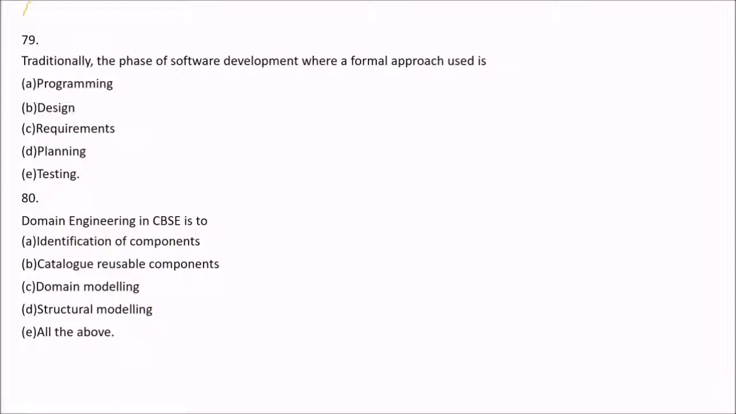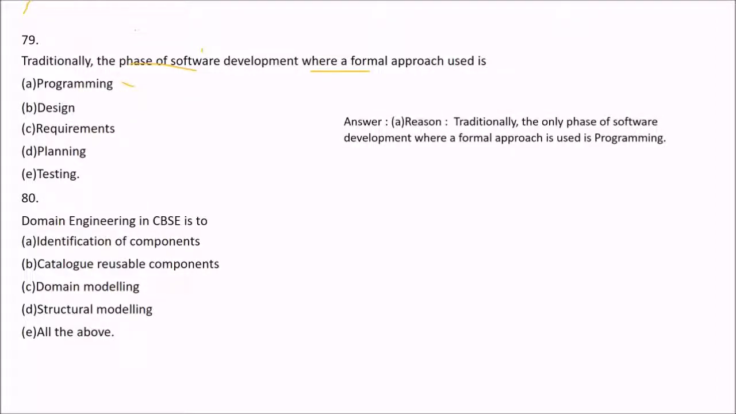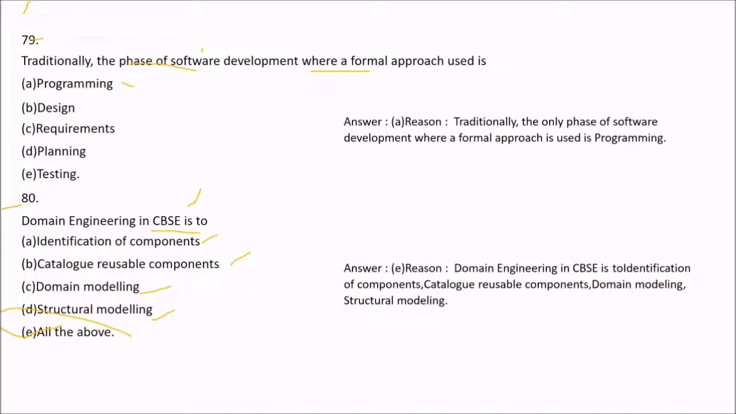79. Traditionally, the only phase of software development where formal approach is used is programming, not in design, requirement planning, testing. 80. What is the domain engineering in CBSE, component-based software engineering? Is it identification of components? Yes. Catalog reusable components? Yes. Domain scheduling is also there. Structural scheduling is also there. So we come to the conclusion. The answer is E, all of the above.